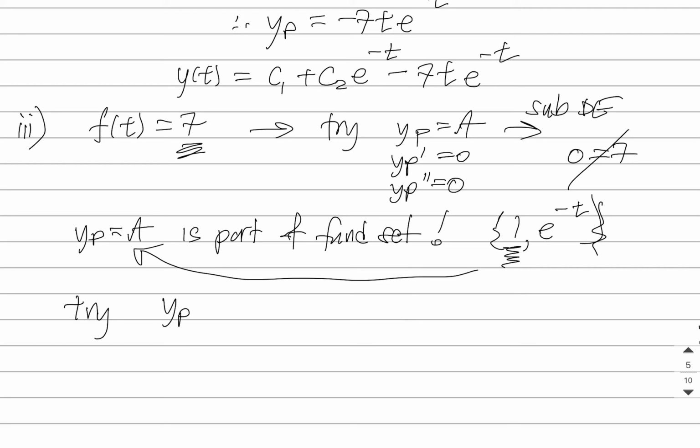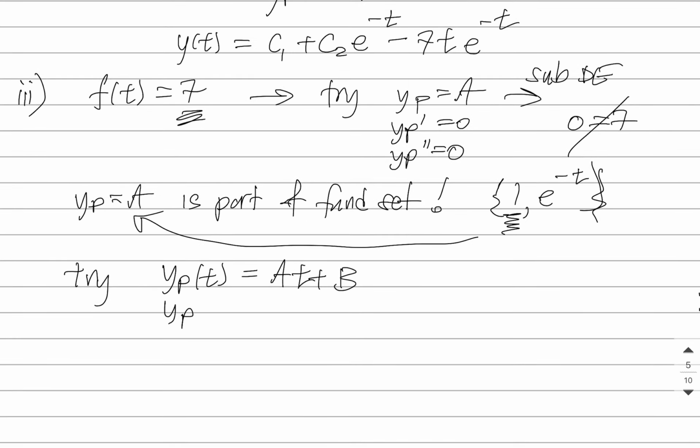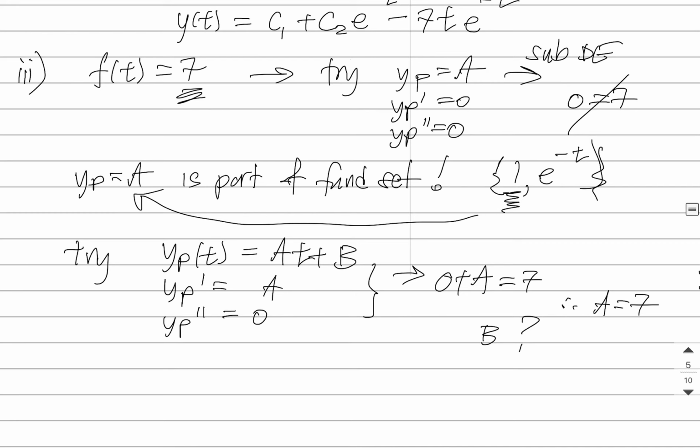And when you deal with polynomials, you should be sure to make them as general as possible. If I take its derivative, I'll get a. If I take the second derivative, I'll get 0. And if I sub that into the DE, I'll get 0 plus a has to be 7. So that means a is 7. And b is unknown. Okay, so how do I interpret this?